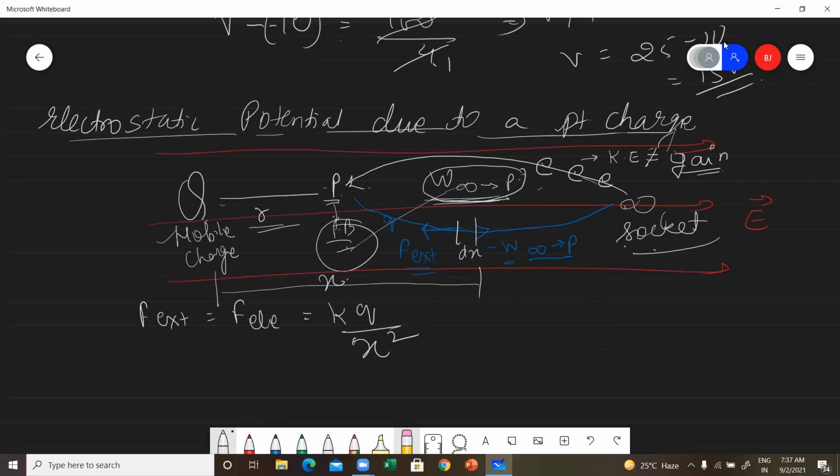Force external is coming just because, just as in tug of war, we are applying external forces. Both the teams are applying forces so that the rope is held at the center, right? Right, beta?